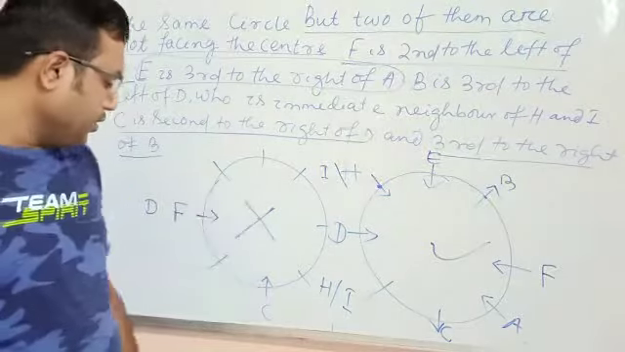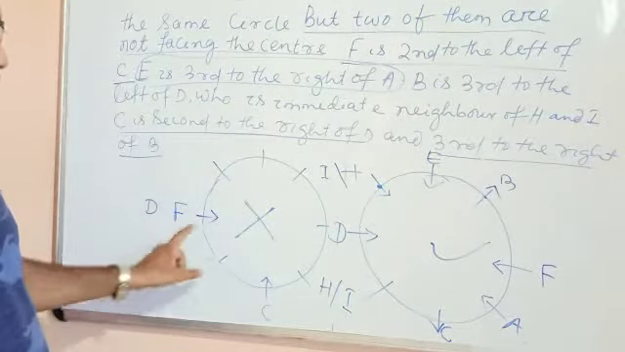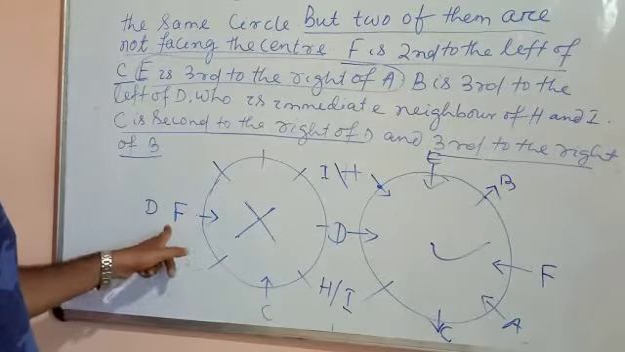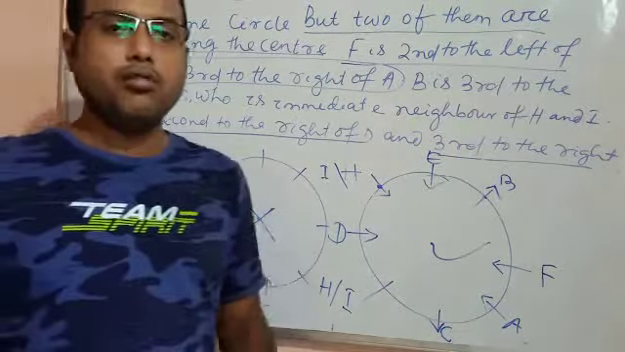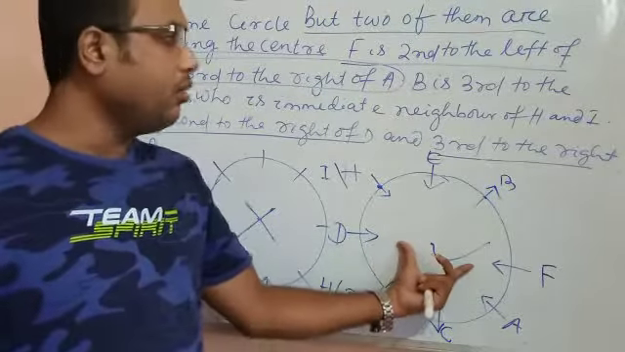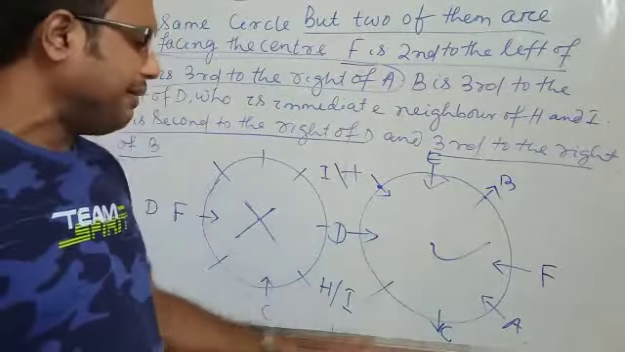That means this position is not satisfied. F is here and D is also here, which is not possible. Then the first figure is totally, 100% cancelled, and the second figure is already correct. So this is your right diagram.